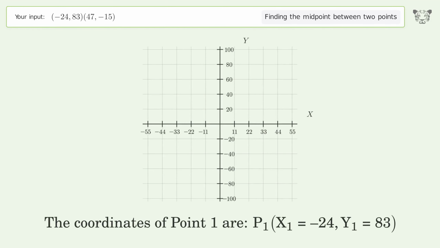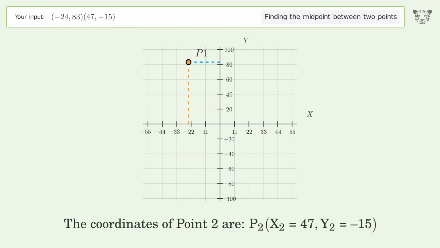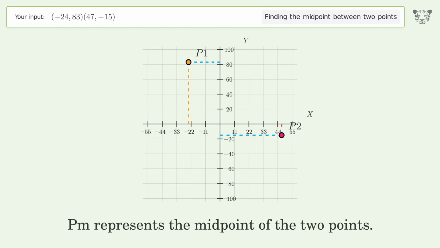The coordinates of point 1 are, x1 equals -24, y1 equals 83. The coordinates of point 2 are, x2 equals 47, y2 equals -15. PM represents the midpoint of the 2 points.